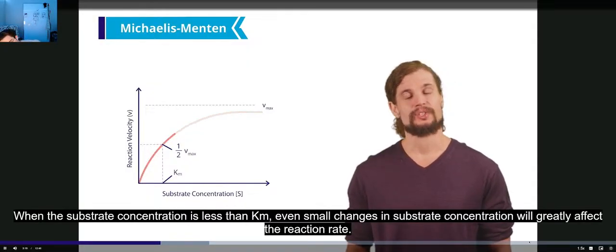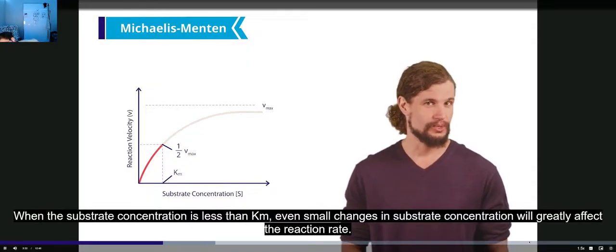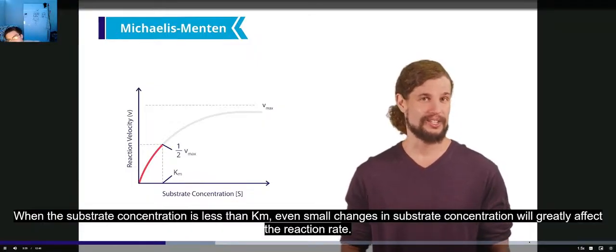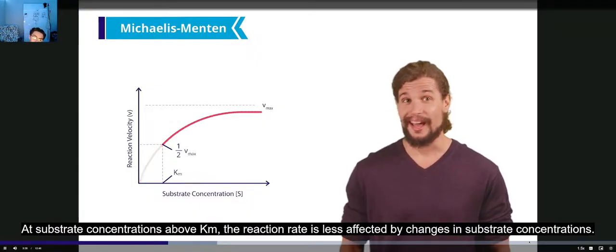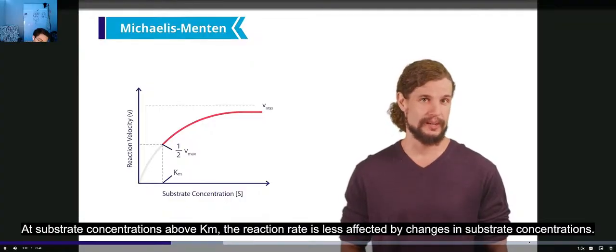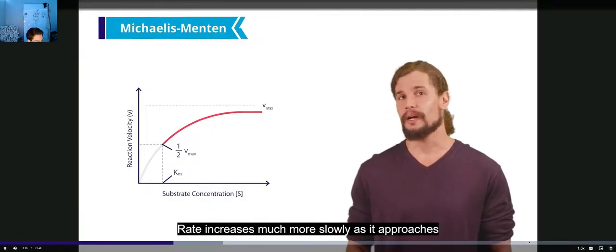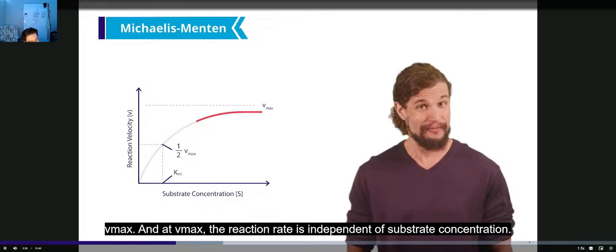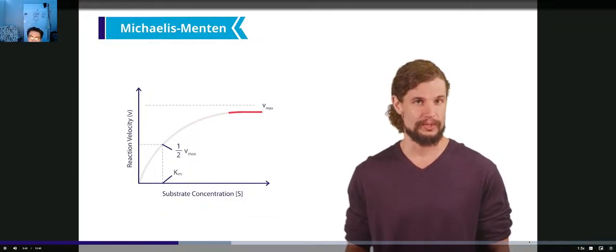When the substrate concentration is less than Km, even small changes in substrate concentration will greatly affect the reaction rate. At substrate concentrations above Km, the reaction rate is less affected by changes in substrate concentration. Rate increases much more slowly as it approaches Vmax, and at Vmax, the reaction rate is independent of substrate concentration.